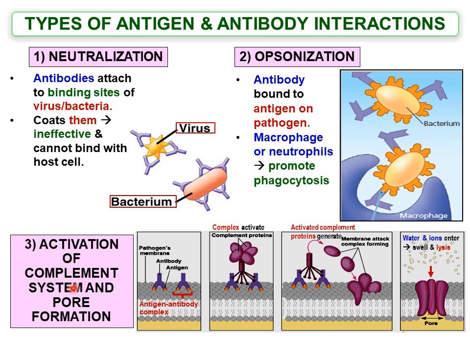Third, activation of complement system and pore formation. There are 5 steps in this. Number 1, antibody binds to antigen, forming antigen-antibody complex. Number 2, the binding of antibody to antigen activates the complement proteins. Number 3, the activated complement proteins will generate membrane attack complex. Number 4, formation of pore in plasma membrane of bacteria. And the last one, water and ions enter the cell, resulting in the swelling and lysis of bacteria.